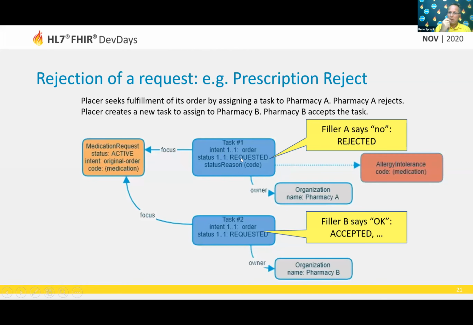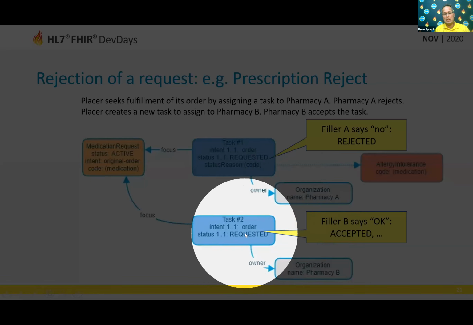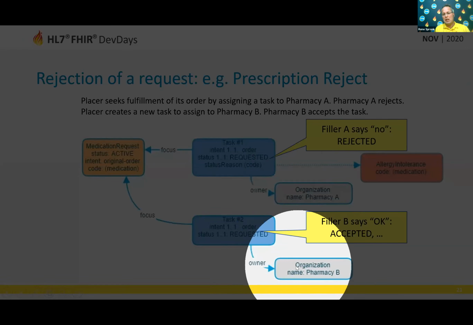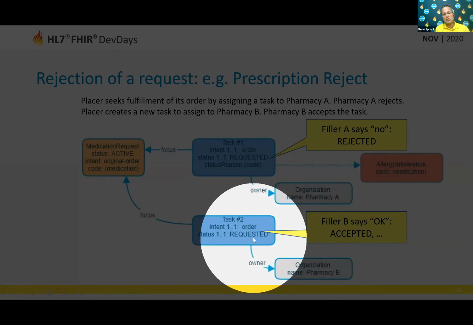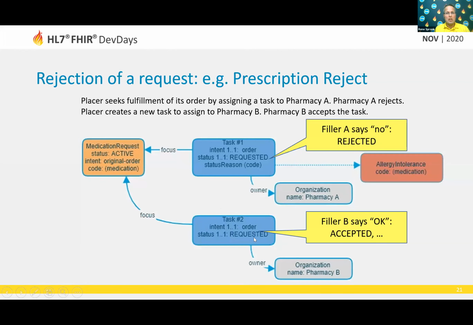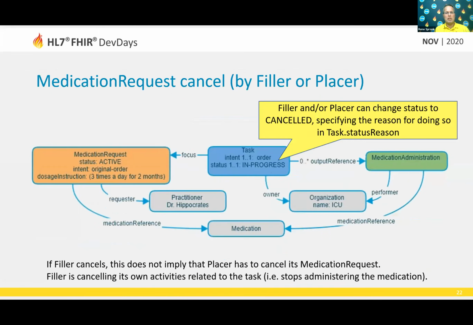And then the order placer who created the medication request is going to scratch their head and go like, okay, well, I'd better assign it then to pharmacy B. Okay, requested pharmacy B. And then B could decide, well, I have this product in stock. Maybe A didn't have the product in stock. And B basically says, okay, and then changes the status to accepted. So you see that this task acts as the workflow control type of resource that sits in the middle. Okay, that's modified by both parties in this workflow for various reasons.